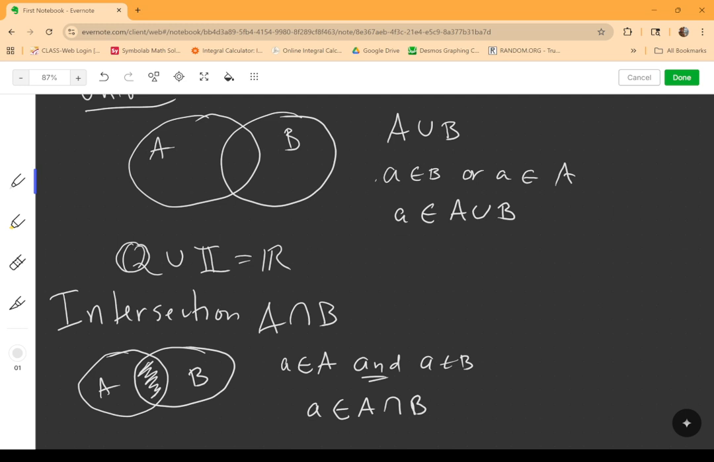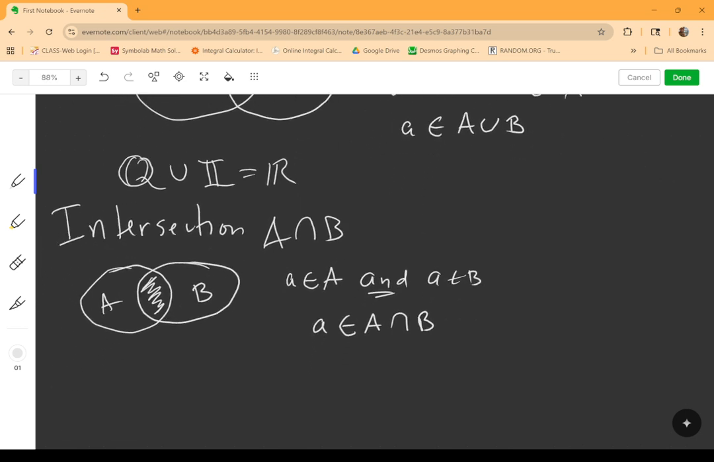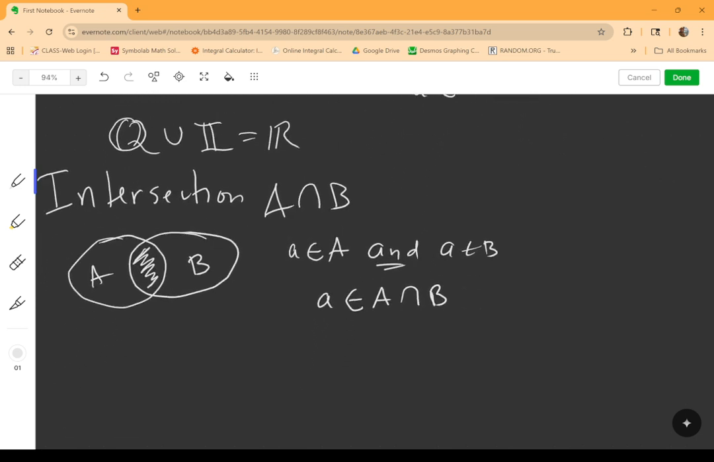Now, if we take the previous example here, we looked at the irrational and the irrational. Well, there's no number that is both irrational and irrational. So there is nothing that is overlapping, right? There is no A that is both an element of Q and I. So when something like that occurs, we use this notation. This is called the empty set.